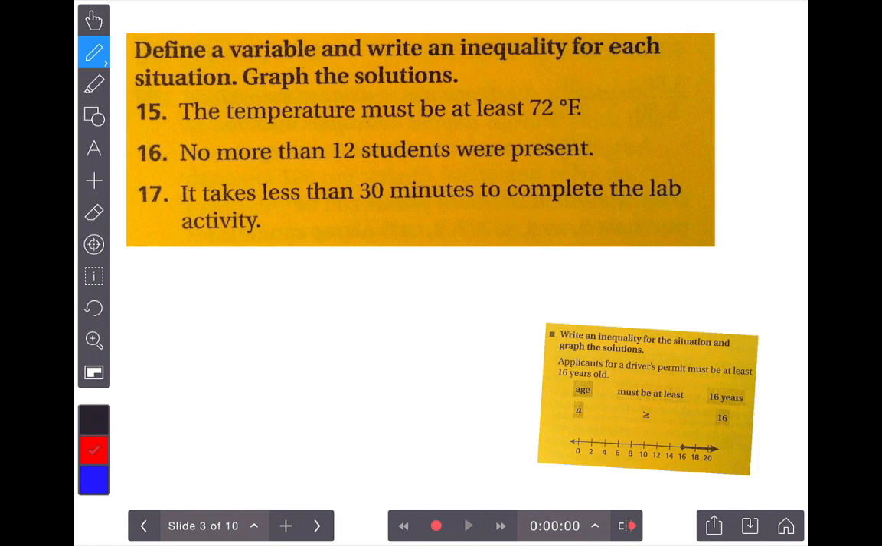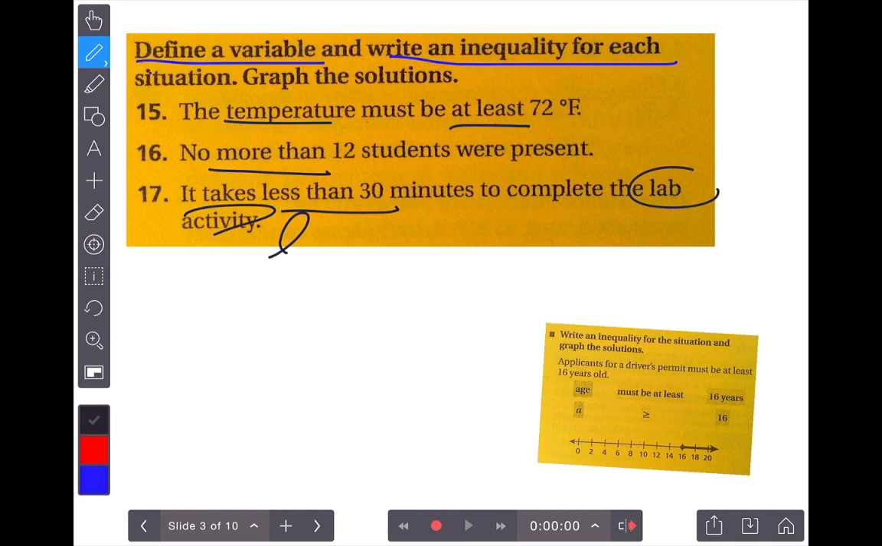On this one, I'm asking you to define a variable and then write an inequality for each situation. So for instance, the temperature must be at least 72 degrees Fahrenheit. So I'd use T for temperature. No more than 12 students were present. So I'd say S for students. All right? And no more than, that means it can't be more than 12. It has to be less than or equal to. And then it takes less than 30 minutes to complete the lab activity. Since I'm talking about a lab activity, I'd probably use L.